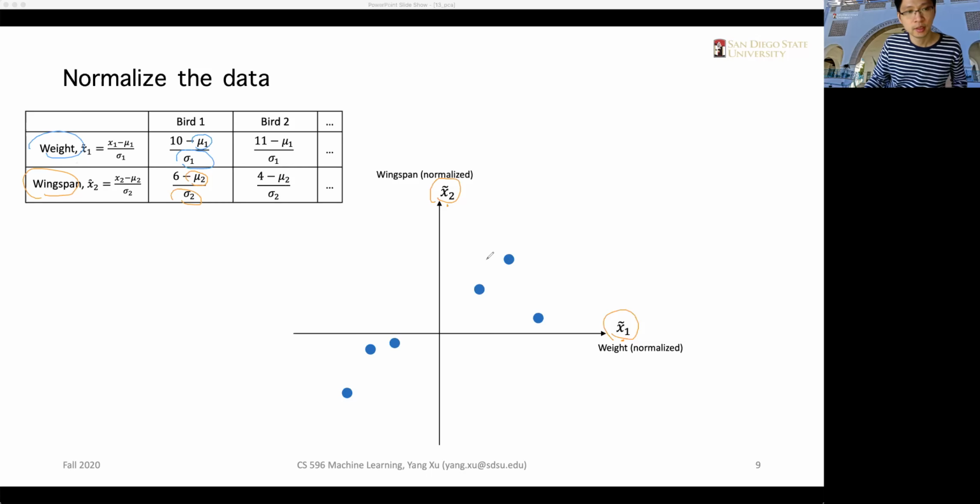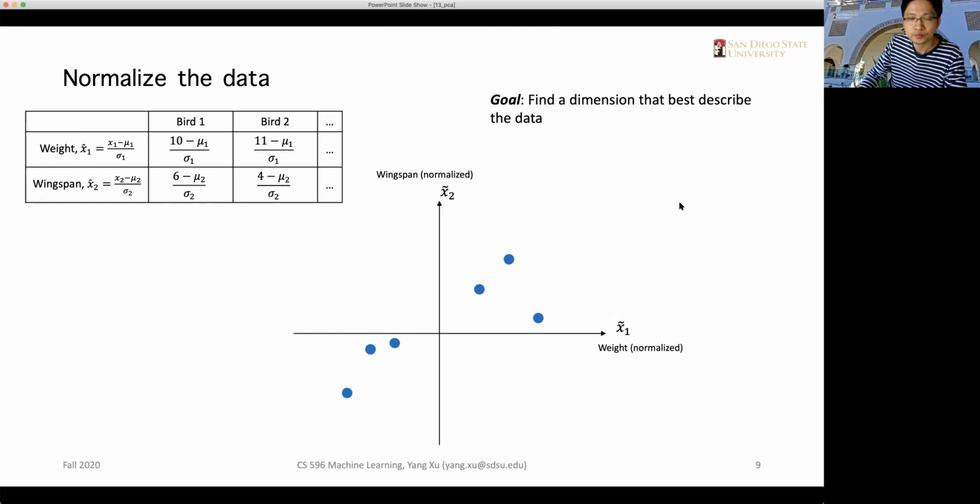Also, dividing by the standard deviations means the variances are at the same scale along each direction. All right, so we have beautifully normalized data points that look like this. Our goal is to find a dimension that best describes the data.